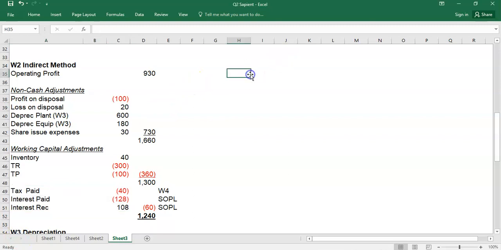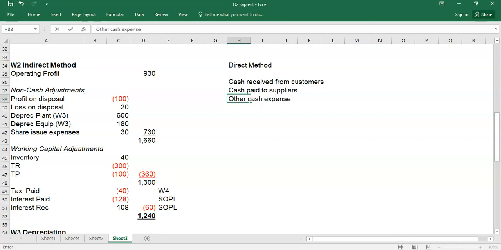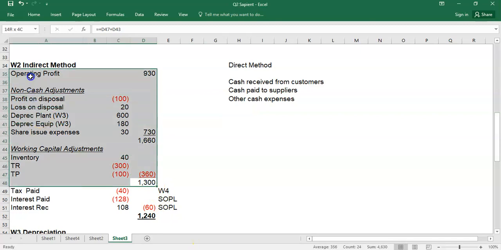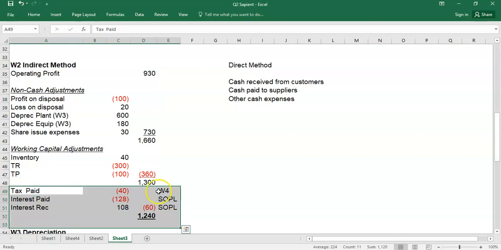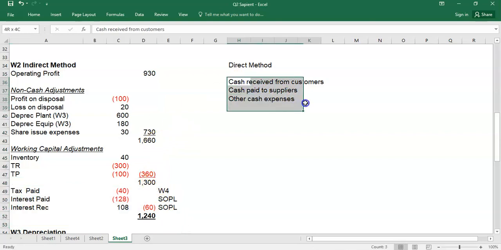So just for example, because you're asked, you're going to look at the direct method as well. The direct method is slightly different and it's much shorter, hence the name. You're going to look at cash received from customers, cash paid to suppliers, and other cash expenses. And that's going to get your answer, which is going to hopefully work back to 1300. So this is the place that differs. Tax and interest doesn't change in either method. So we're working to see can we get those three down to 1300 as well.